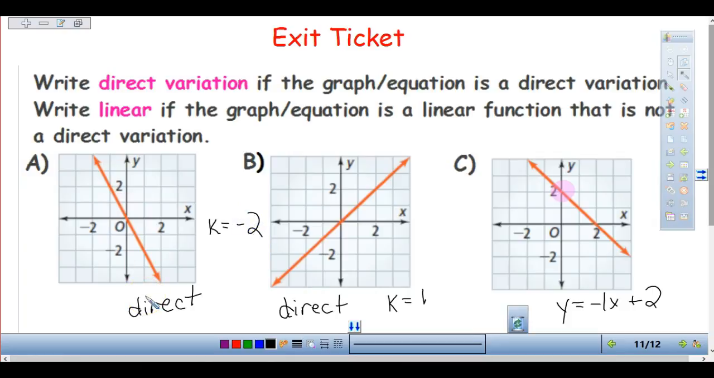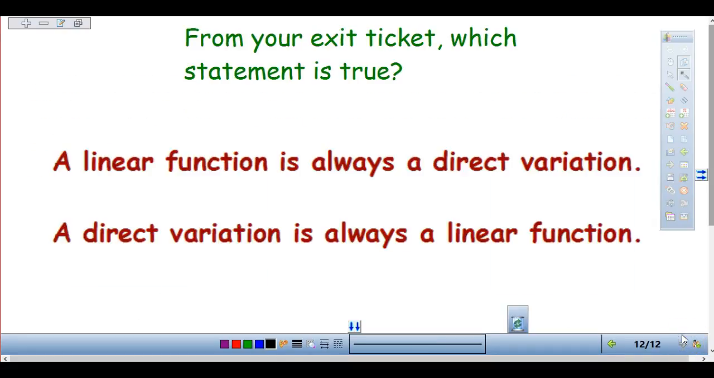So that's why. Okay. Last thing before the bell, think about this when you come back. Tell me which one is true. Or are they both true? A linear function is always a direct variation, or a direct variation is always linear. So just think about it and circle which one you think is true. And then after the break, we will look at it.